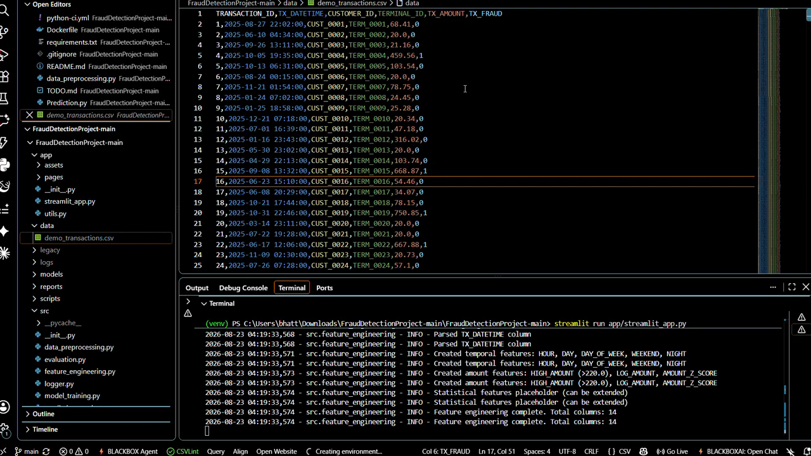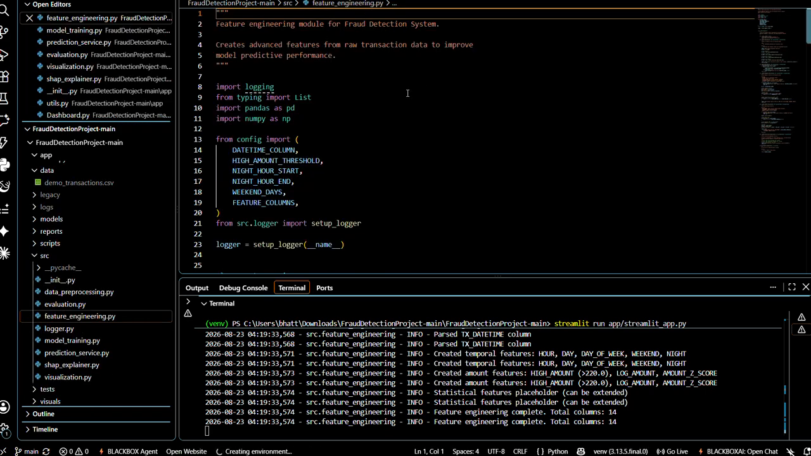The dataset contains transaction information including transaction ID, timestamp, customer, terminal, transaction amount, and the fraud label. For this demonstration, I generated 8,000 synthetic transactions with approximately 3.15 percent fraudulent transactions. The dataset is explicitly labeled as synthetic because it is intended for demonstrating the system rather than claiming real-world fraud detection performance.